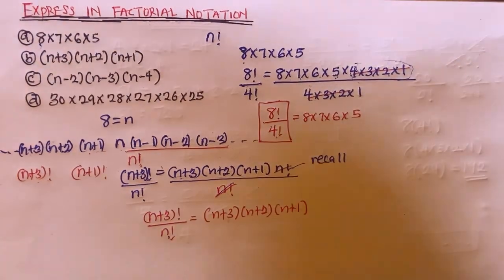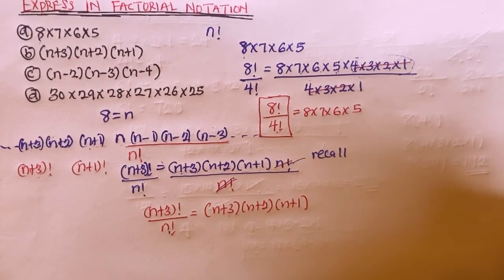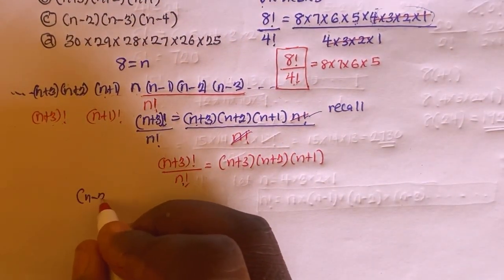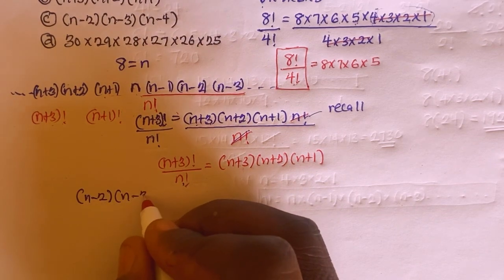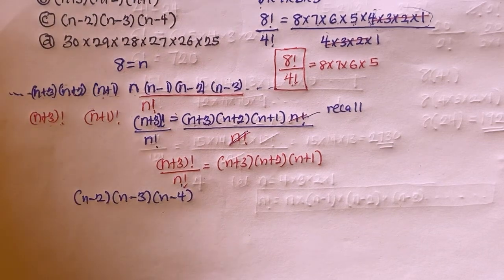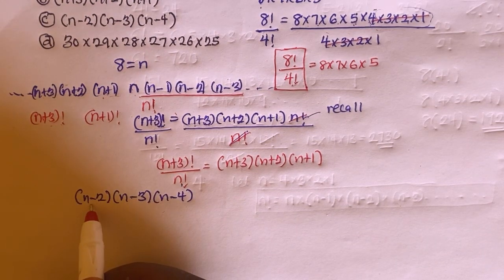Now let's move to the third question. The third question in this case is actually, I think that's n minus 2. Yes, exactly. Then n minus 3 and also what? N minus 4. So in this case, if you look at this very well, the highest value here is what? Is N minus 2, right?